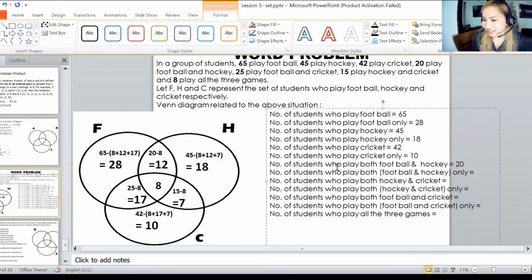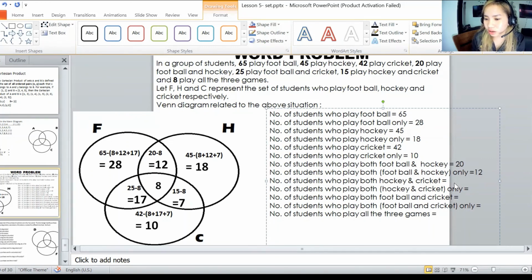So again, student who play both football and hockey only. Ayan, may word na only. Kaya po ang hahanapin natin is yung mga estudyante na naglalaro daw ng football and hockey only lang. So we have football and hockey. So we have 12 students.